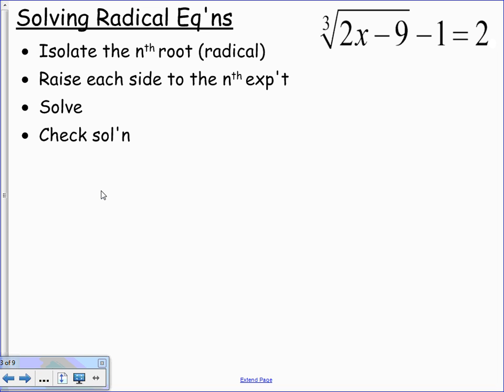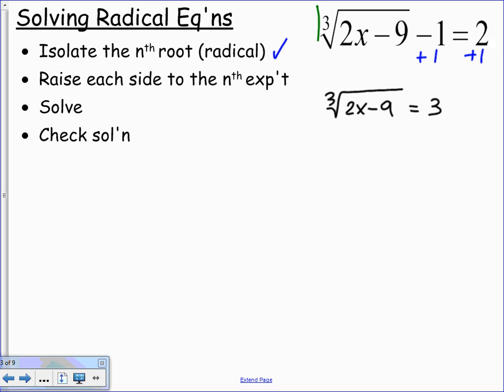So is there anything that you need to do to isolate the radical in this equation? What should we move right away? The x is trapped underneath the radical, so I don't think we can get it alone. I think we can add 1 to both sides. Okay. So the key here is the radical stops at 2x minus 9. So minus 1 is separate from the radical. So we're going to add 1 to both sides. That's what I mean when I say isolate the nth root or the radical. So we're going to add that 1. I'll write it as this cube root of 2x minus 9 equals 3.